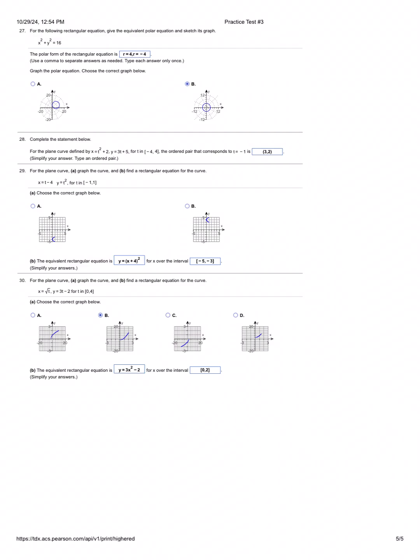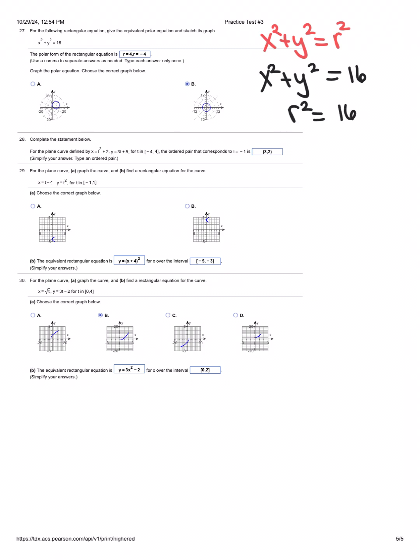Number 27, x squared plus y squared equals 16. Be careful here. We know that x squared plus y squared equals r squared. So this original problem is x squared plus y squared equals 16. So I can just say that that's r squared equals 16. And when I take the square root of both sides, do not forget plus or minus. So r equals plus or minus 4. Hence, r equals negative 4, r equals 4. And that's just a circle with a radius of 4.